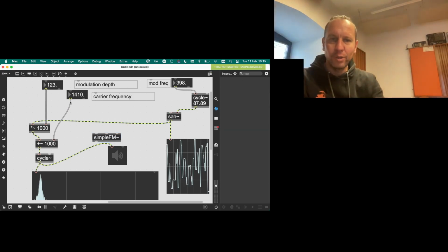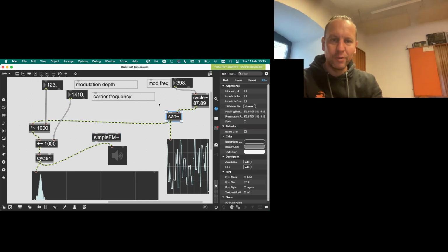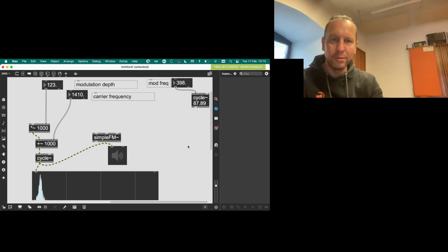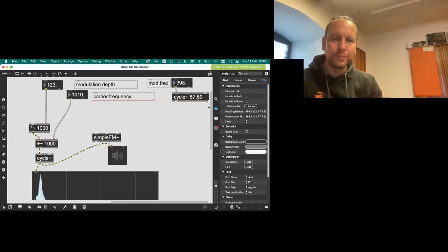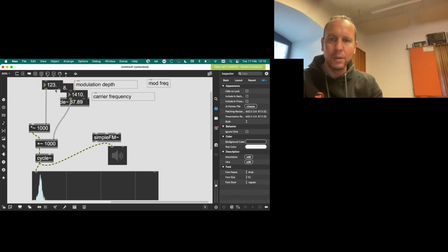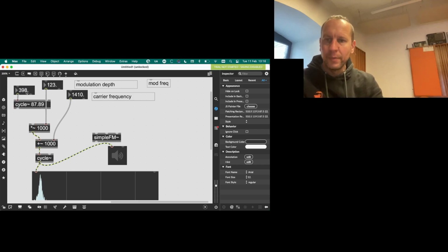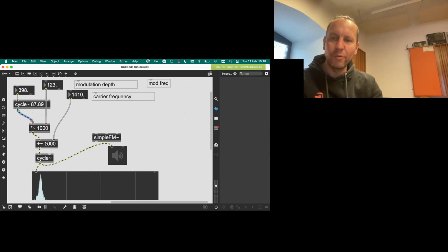In order to do that, I'm just gonna get rid of the sample and hold. That was fun while it lasted. And get to the original FM structure here, which looked a bit like this. I have a modulator, I have range conversion, and I have a carrier.